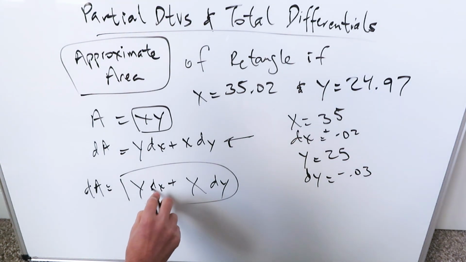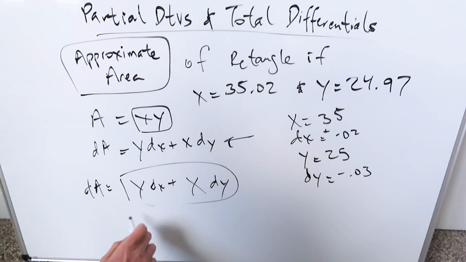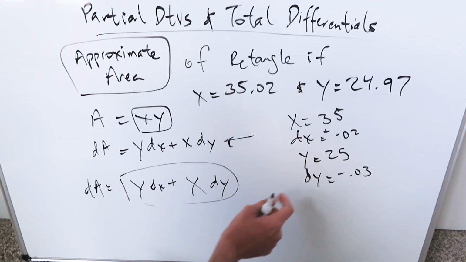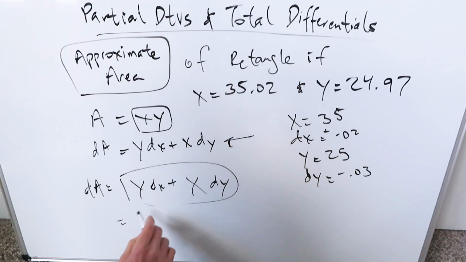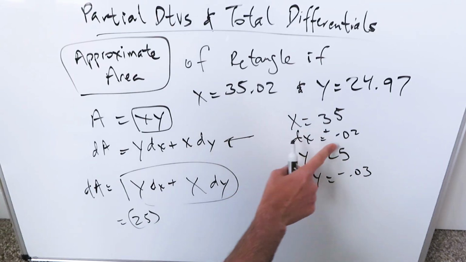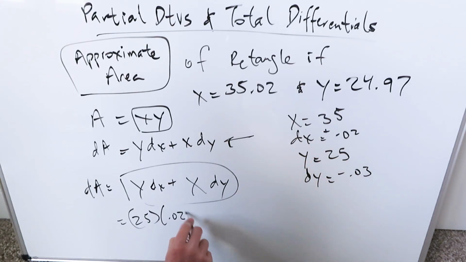Now what do I do with this? I am looking here for this item here. I have my y, dx, x, and dy. I have them right over here. Let's bring them out. I have a y which is equal to 25. I have a dx which is 0.02, a positive 0.02. Then I have an x dimension which is 35.